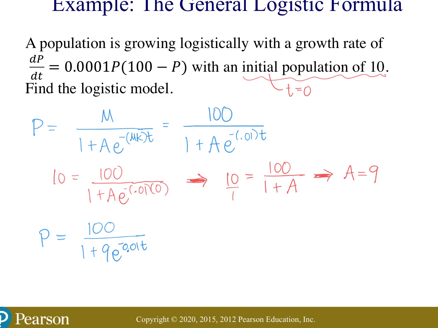And that is the growth model that represents this particular situation. The initial number of the population was 10. That helped me figure out that A was 9. The growth model started with has 100 as its carrying capacity, and its growth rate is 0.0001. Was it pretty easy to find the 100?